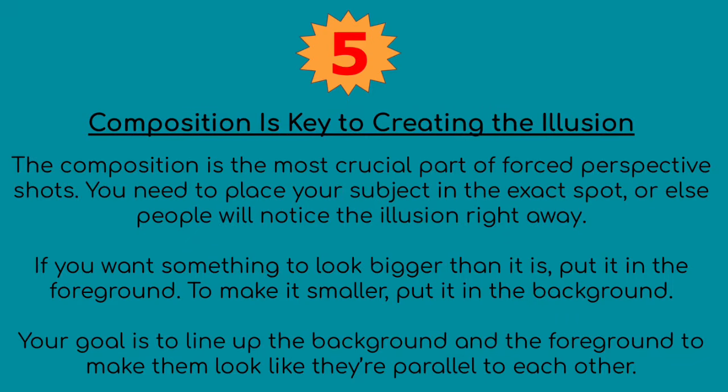Your composition is key to creating the illusion. It's the most crucial part of forced perspective shots. You need to place your subject in the exact spot, or else people will notice the illusion right away. If you want something to look bigger than it is, put it in the foreground. To make it smaller, put it in the background.